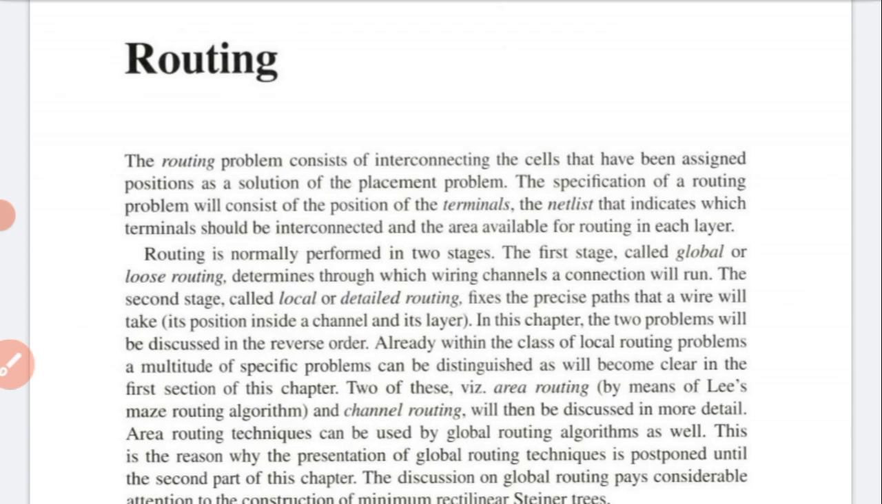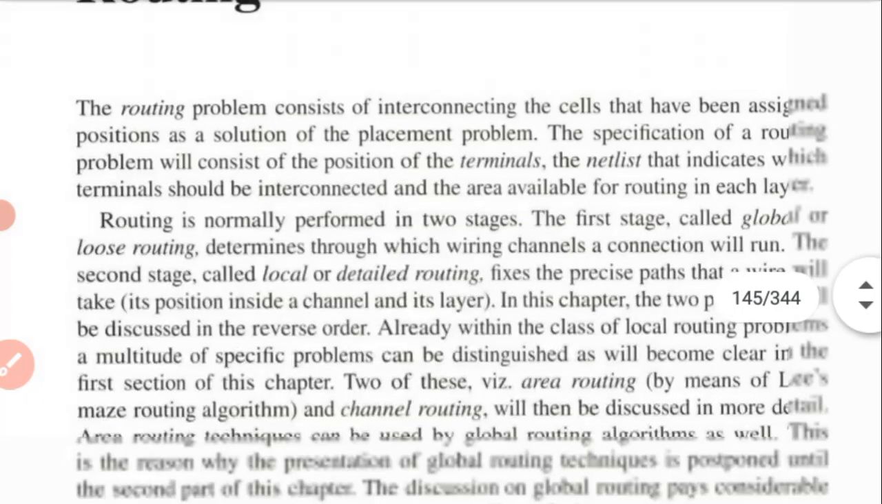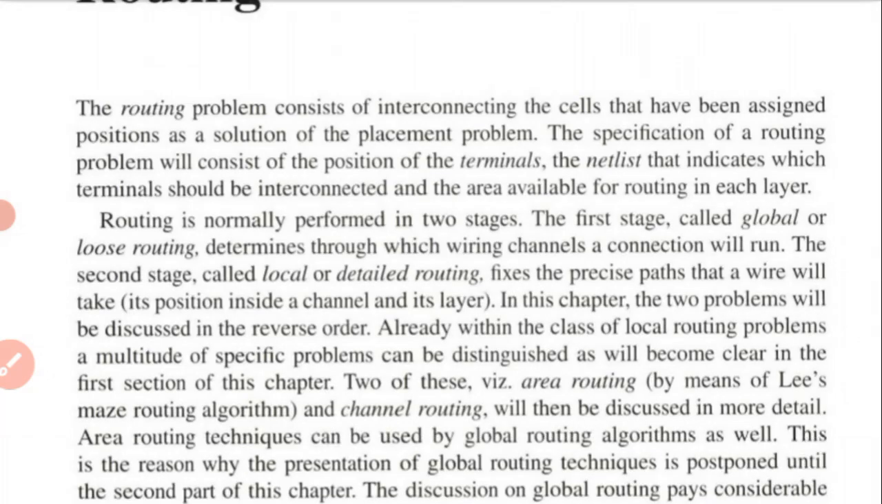The specification of the routing problem will consist of the position of the terminals and the netlist that indicates which terminals should be interconnected. Terminals just means the position. For example, if we take a resistor, there will be two terminals, right? That's the terminal. And the netlist indicates which terminals should be interconnected; the interconnection is represented by using the netlist.